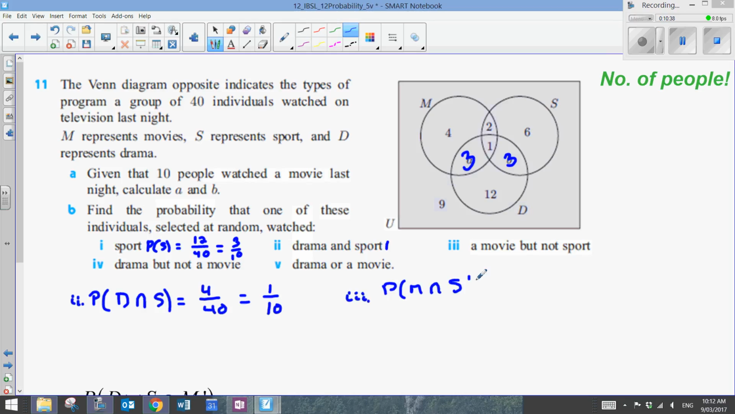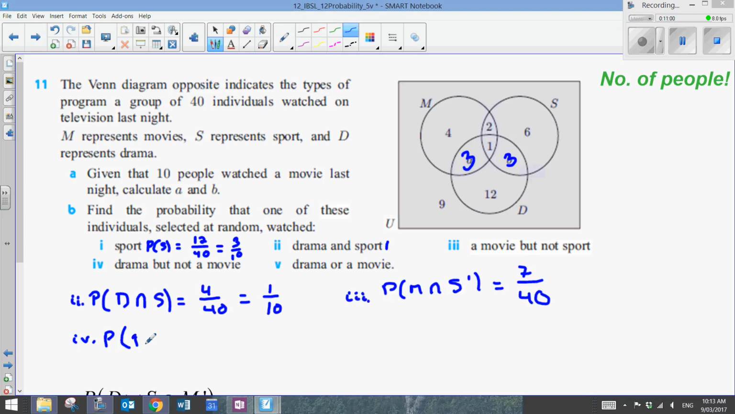Movie intersect with not sport is going to be, what did we just say, 7 out of our 40 total. Then we come down to part 4, drama but not a movie. So they watched drama, but they did not watch a movie. So here we do not include these 4 people. So we have 12 here, 3 here, so we've got 15.